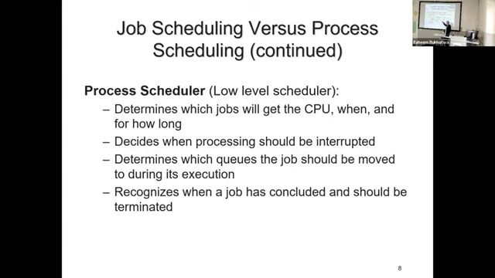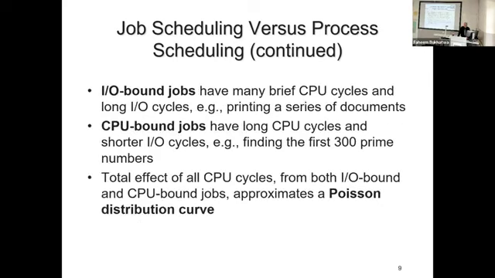It determines which queues the jobs should be going into, especially if we're using priority. We might have high priority jobs and low priority jobs, so it decides where to put them. And it recognizes when a job has concluded and finished or needs to be terminated.